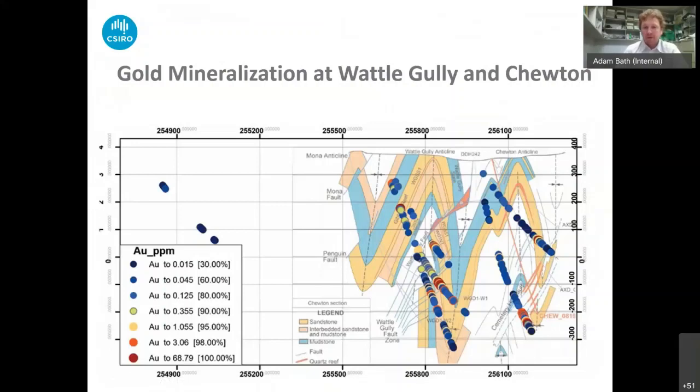These are the gold assays, so the Wattle Gully fault zone with gold values. There's also Chewton over here, which we did a bit of work on.